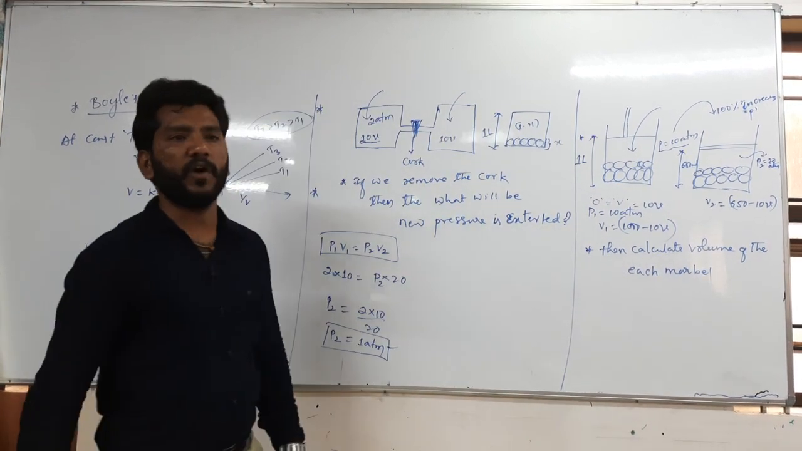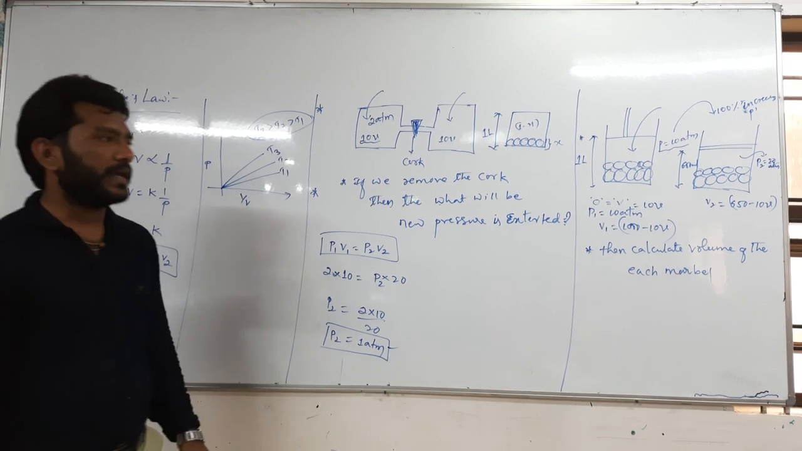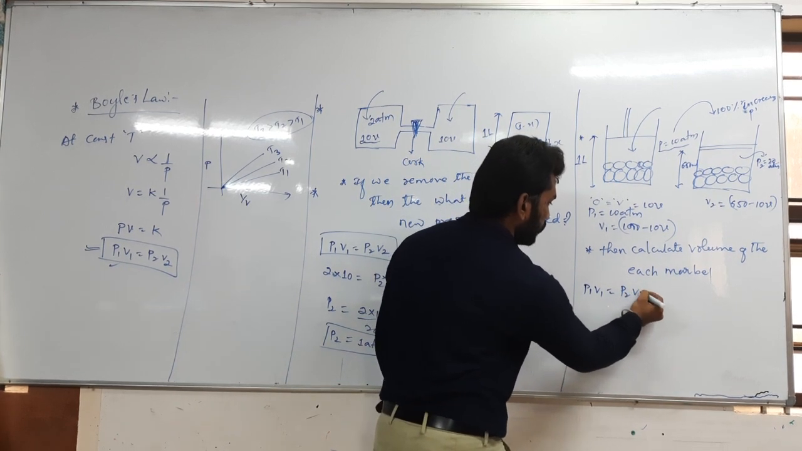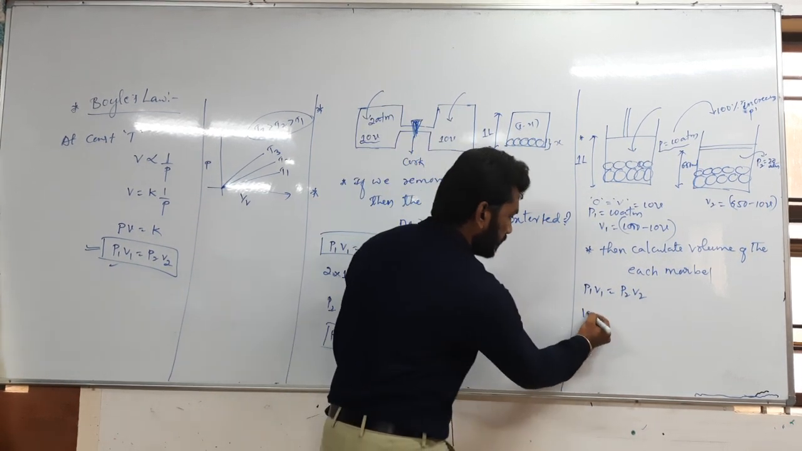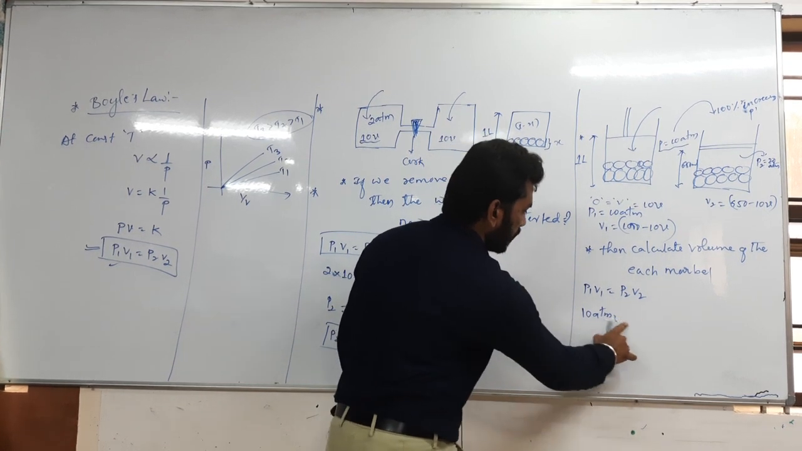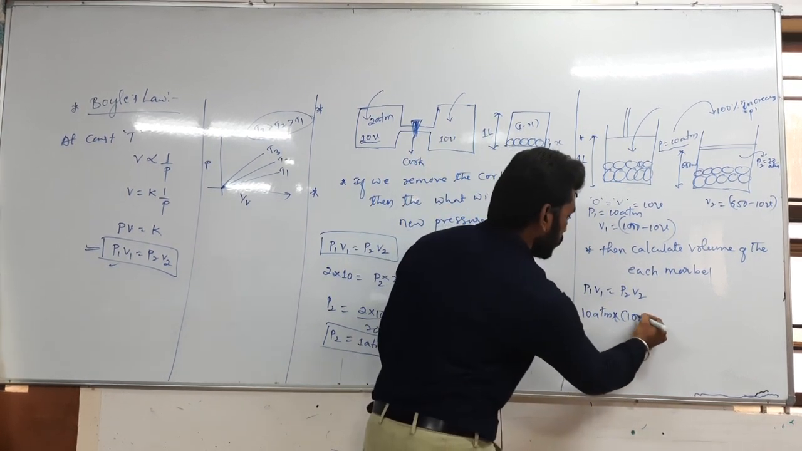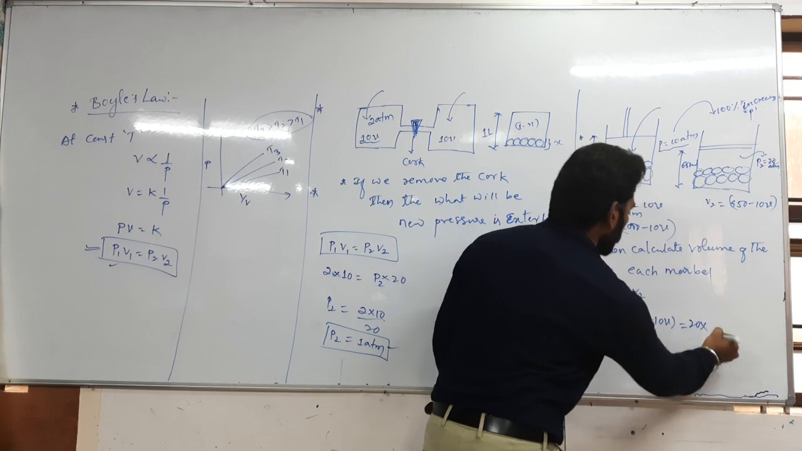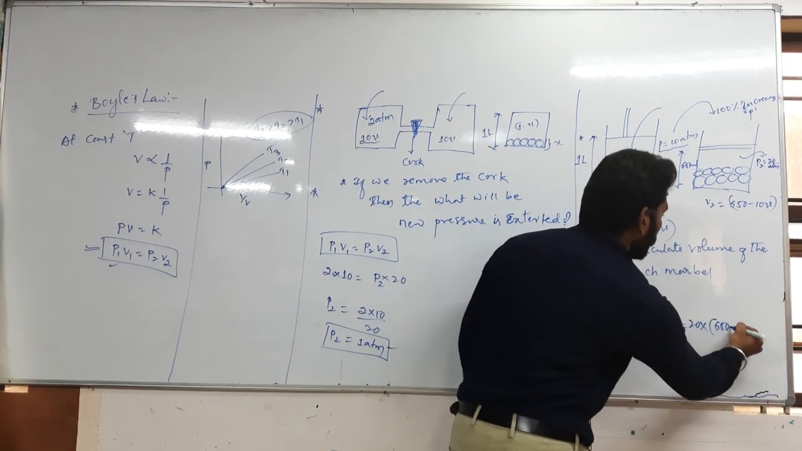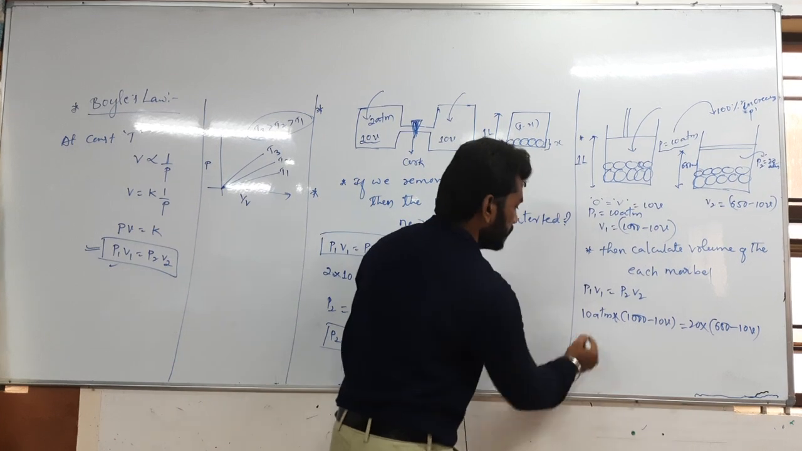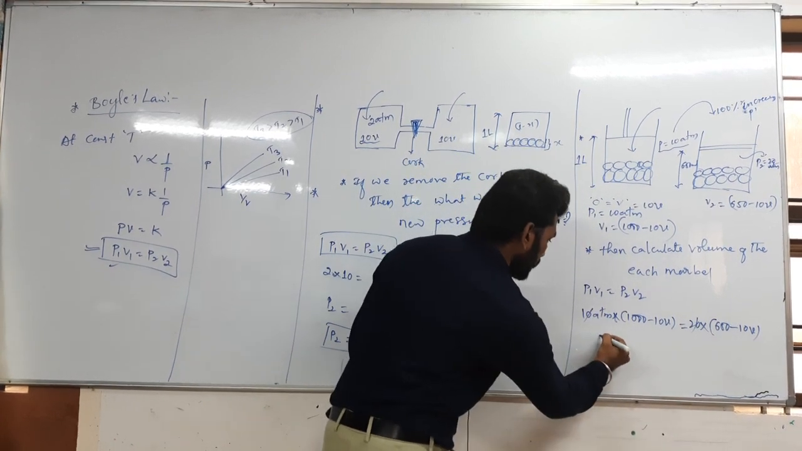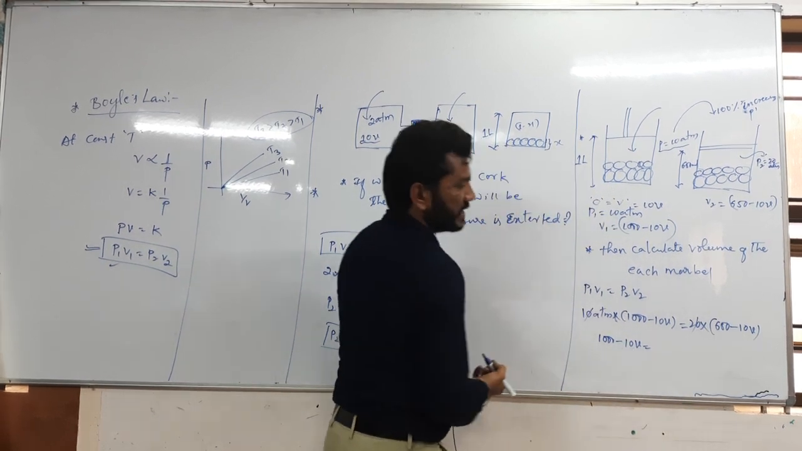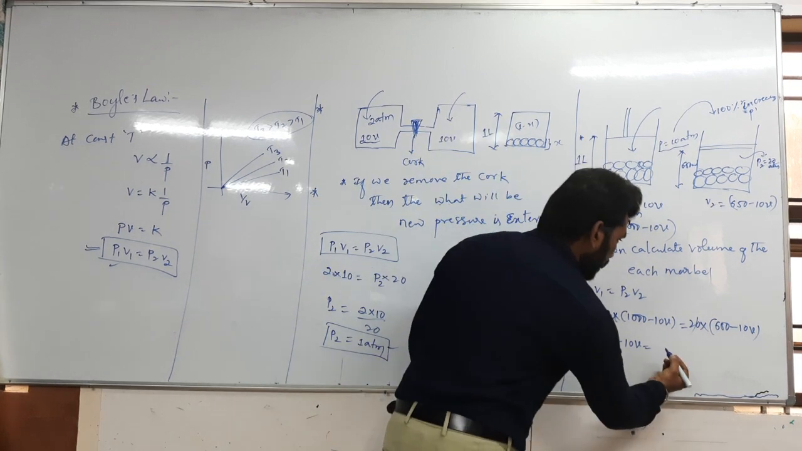So what might be the volume of each marble? We have the equation P1V1 equals P2V2. Here P1 is 10 atm and V1 is 1000 minus 10V, which equals P2, that is 20, times V2, that is 650 minus 10V. The zero gets cancelled, so 1000 minus 10V equals 650 times 2, which is 1300, minus 20V.